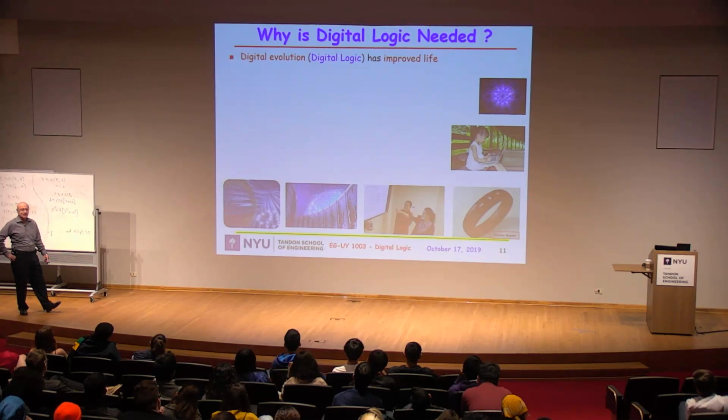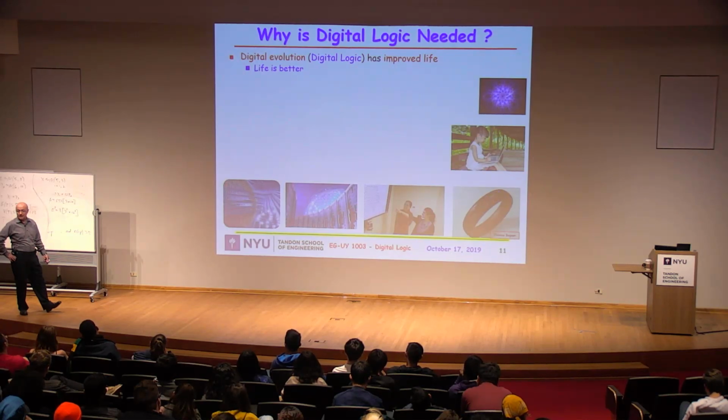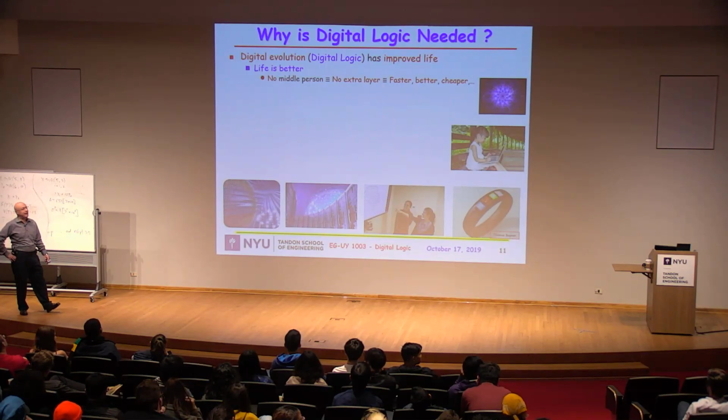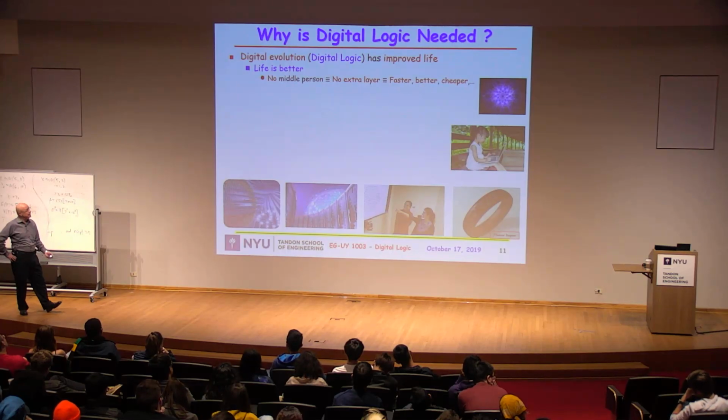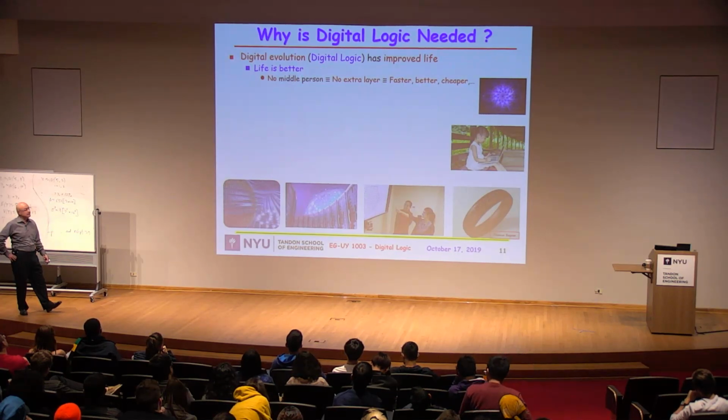Okay, so everybody, digital evolution, meaning digital logic, has improved life. Life is better, everybody. You cannot believe how it was 30 years ago without cell phones, without the web, without the internet, nothing. So we have improved quite a lot. But formally, everybody, there is no middle person, no extra layer. So things are faster, better, cheaper. So everybody, this is critical. Can you get rid of an extra layer like a middle person so things are better for everyone?